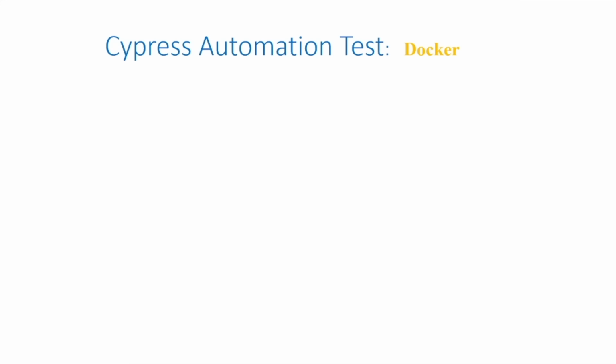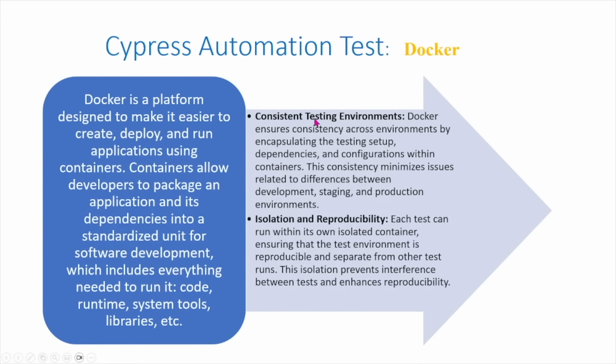In today's video, we're going to talk about Cypress Automation Testing with Docker. Docker is a platform designed to make it easier to create, deploy, and run applications using containers. Containers allow developers to package an application and its dependencies into a standardized unit for software development, which includes everything needed to run it: code, runtime, system tools, libraries, etc.